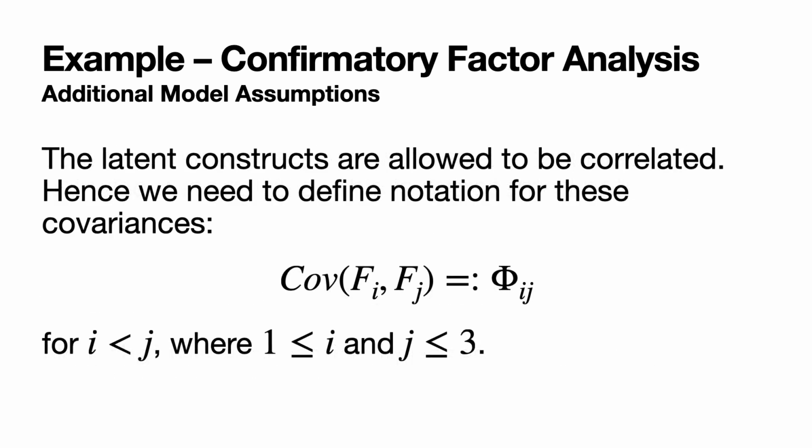The latent constructs are allowed to be correlated. Therefore, we need to define notation for these covariances. And the notation we'll use is as follows. The covariance of F sub i and F sub j, the ith and jth latent factors, will be denoted by capital phi sub ij, where i is strictly less than j, i is greater than or equal to 1, and j is less than or equal to 3. And so this sets up notation for 3 covariances.